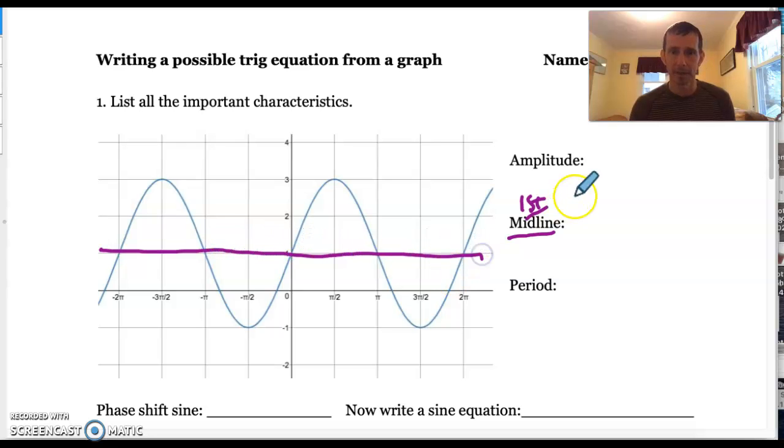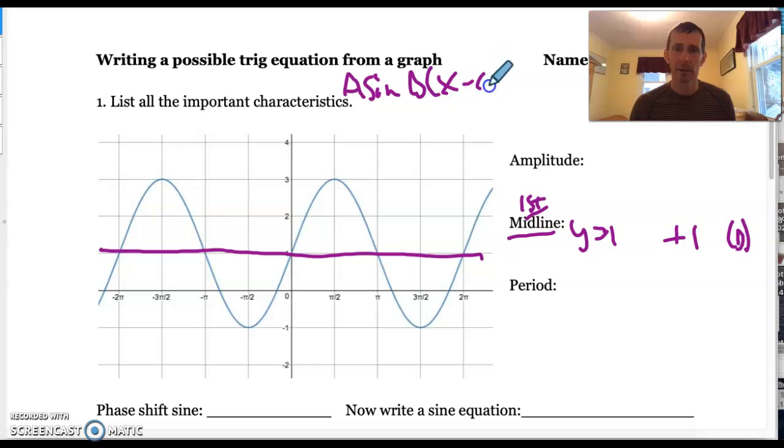So my midline is at y equals 1, which means I know I have a plus 1 at the end. That was the value that went in the place where d was in that equation. Remember, we had a sine b x minus c plus d. So I'm filling in what these are, but this allows me to see very quickly and clearly that this is my amplitude, and it's the same to maxes and mins, and that's a distance of 2. So my amplitude's 2.